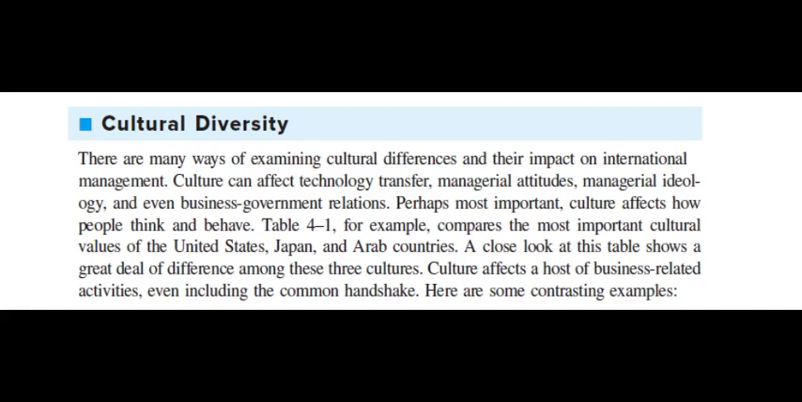Perhaps most important, culture affects how people think and behave. Most of the cultural values in the United States, Japan, Arabic countries, the subcontinent, China and Russia, on a close look, show a great deal of difference among these countries. Culture has an effect, and there are also many other ideologies that can impact our businesses. That is why we say that this chapter is very important in our discussion.